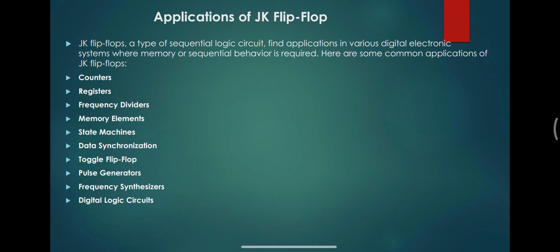After that, there are some applications of the JK flip-flop, like I described in the previous slide that the SR flip-flop also had applications. JK flip-flops, a type of sequential logic circuit, find application in various digital electronic systems where memory and sequential behavior is required. Here are some common applications of JK flip-flops: counters, registers, frequency dividers, memory elements, state machines, toggle flip-flops, pulse generators, etc.